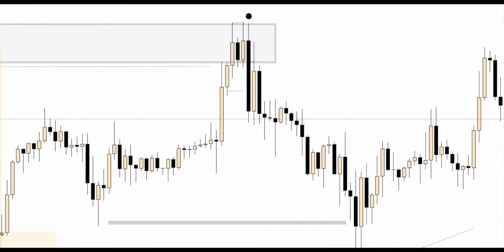It's going to be a breaker, right? It's going to be a breaker. So this is where we enter. Obviously, respect your stop loss, right?